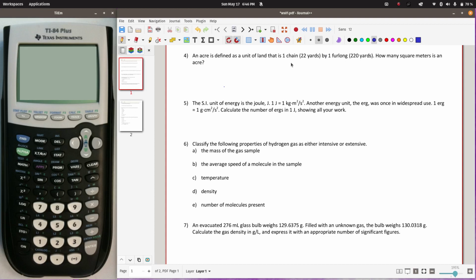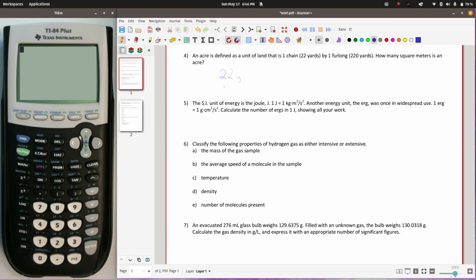On question 4, I have an interesting one talking about the definitions for what an acre is. Now, I actually have done this one in the past wrong, mainly because I took that 22 and that 220 there and used them as estimated numbers, essentially. Turns out they're exact. It's now a definition.